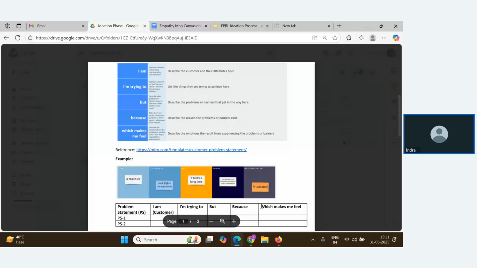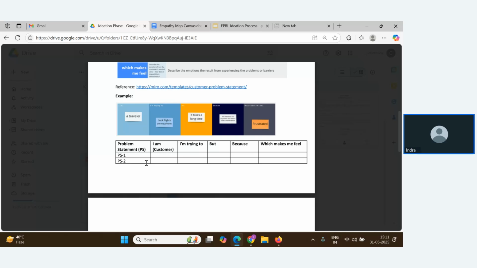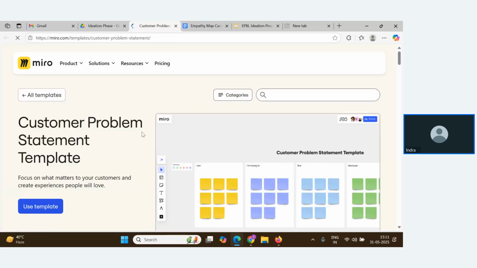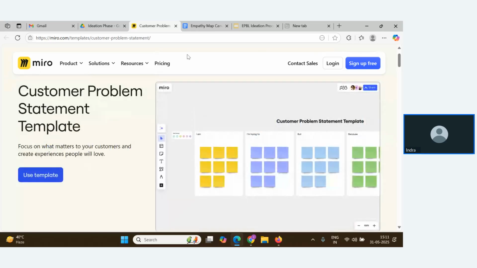So guys, you need to create some scenario-based problem statements in this particular template. For example, we have discussed some problem statements in the previous session. Whatever problem statement you pick up, you have to create at least two scenario-based problem statements for it, and fill this in. You have to use this particular template, the Miro template, that you'll find in this doc itself. If you click on this link, it will take you to the Miro website.